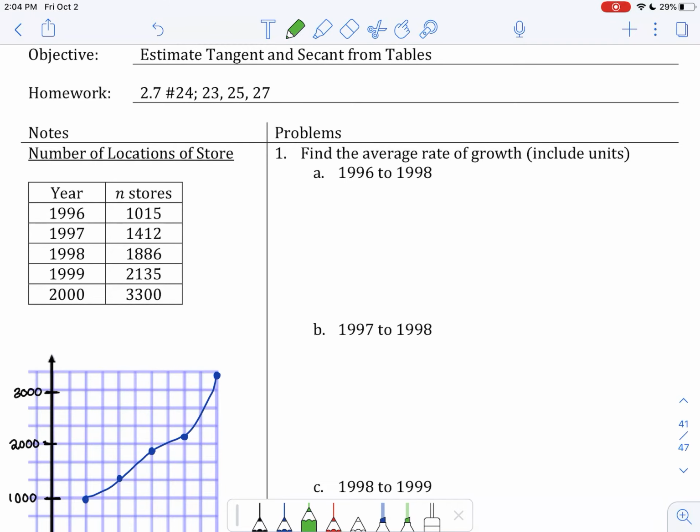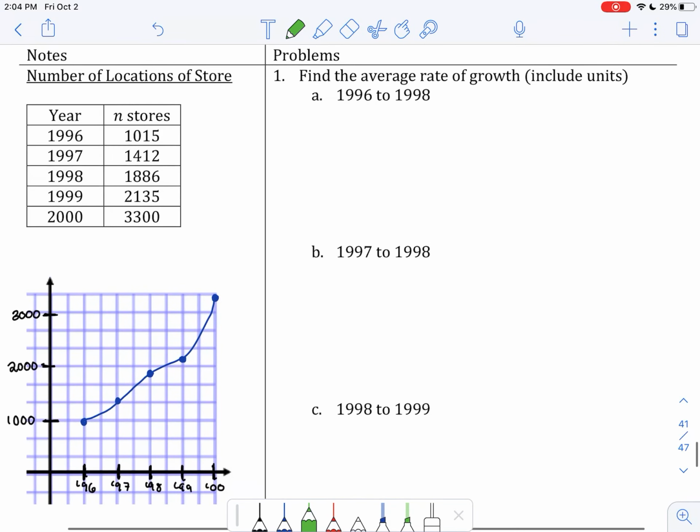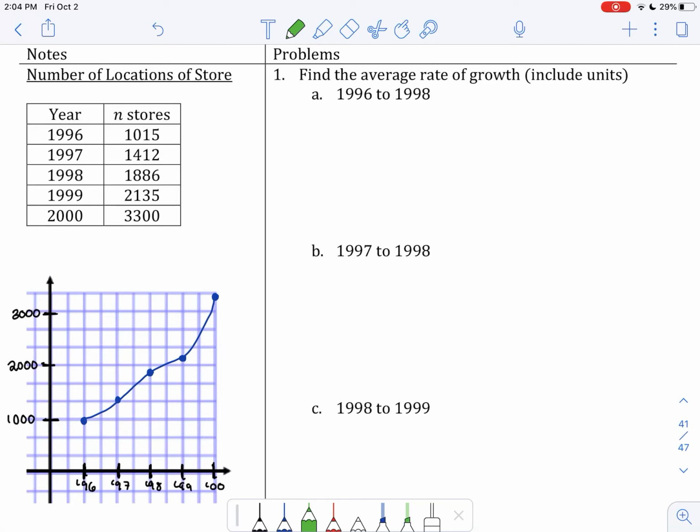So here we have a table, and I've also made the graph for this function where we have numbers of stores over time. So here in number 1, A through C, we're asked to find the average rate of growth. Now remember, average rate of growth is the same as the slope of the secant line, f of b minus f of a over b minus a. So you can use the values from the table. Here we are going from 1996 to 1998. So those are our a and b values. And we grab our other values from the table.